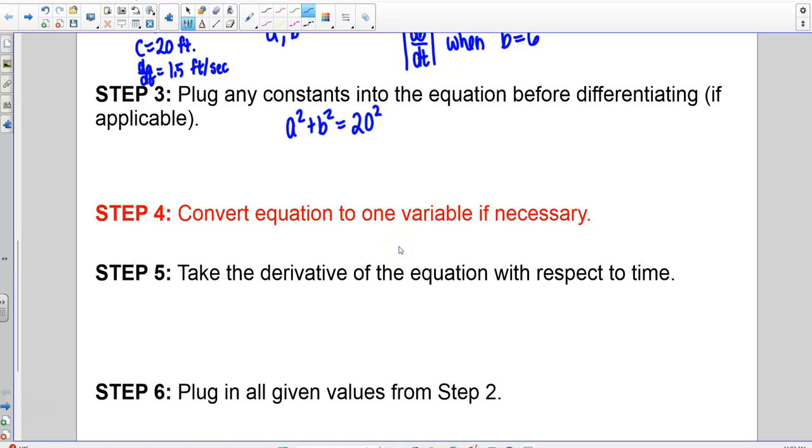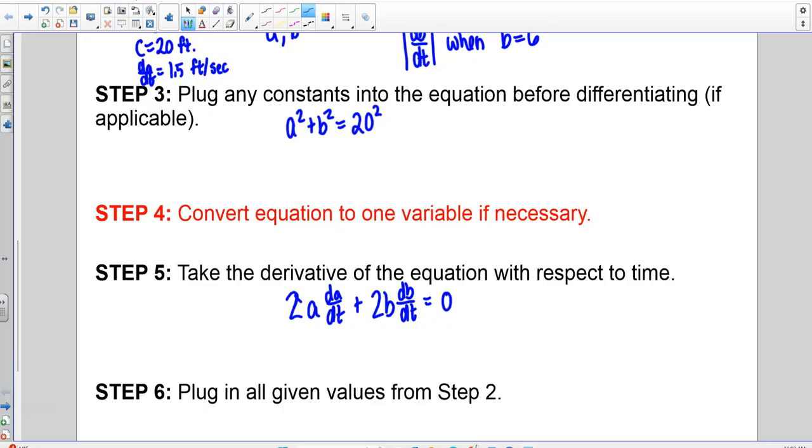We want to take the derivative of the equation with respect to time, right? So if you can get to this point, it's usually not too bad on the derivative. We got 2a dA dt plus 2b dB dt. And that is going to equal, what's the derivative of 20 squared? That's a 0 right there, because 20 squared is just a constant.